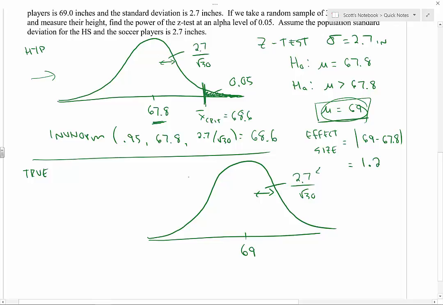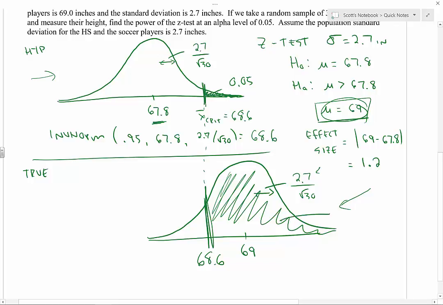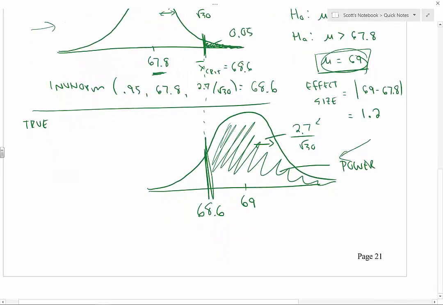So now what I want to know is, since I'm actually taking my sample mean from this distribution, what's the likelihood that I get a sample mean that is bigger than that 68.6 that I found before? And this right here is the probability that we're going to reject the null. That's the power of my test. The calculation for that is norm CDF, lower bound 68.6, upper bound infinity, mean, standard deviation.